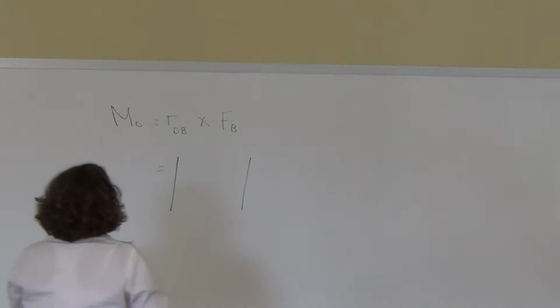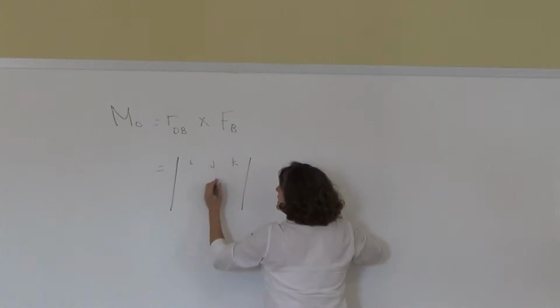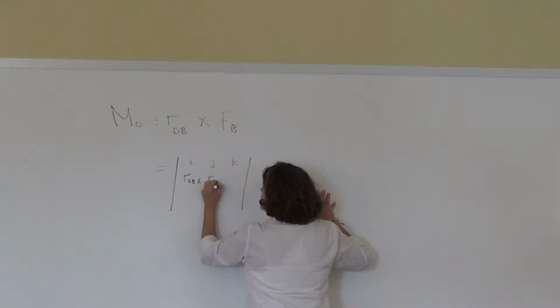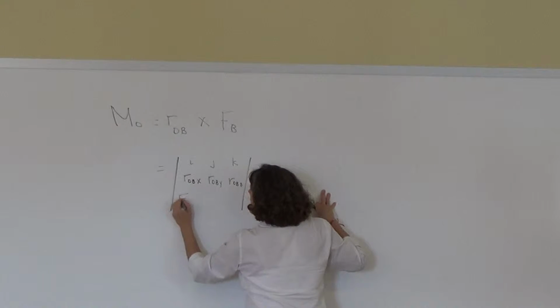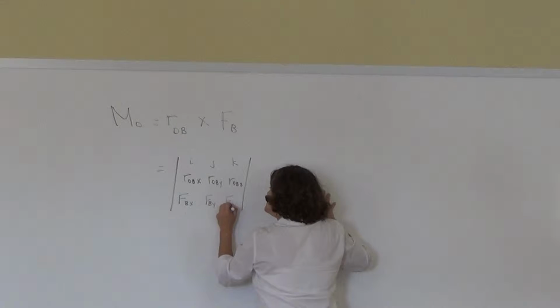Vector. So you're going to set up a matrix, I, J, and K. And you're going to put R_OB x here, R_OB y here, R_OB z here, and F_B x here, F_B y here, and F_B z.